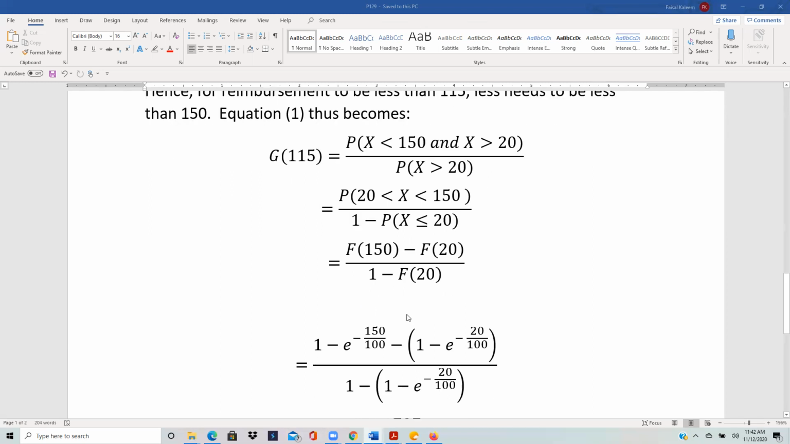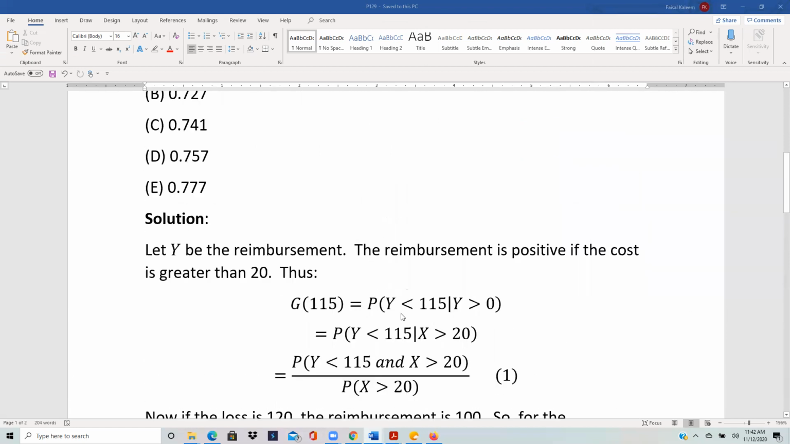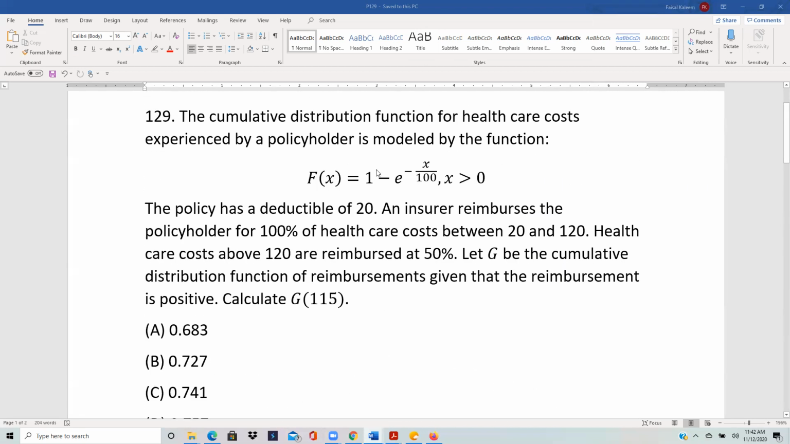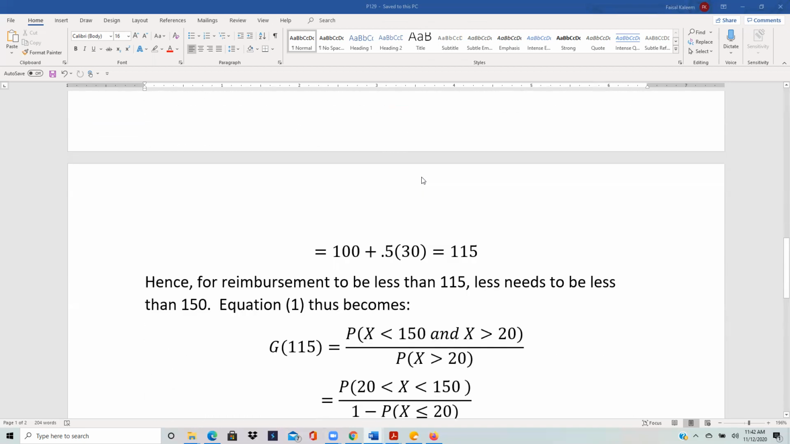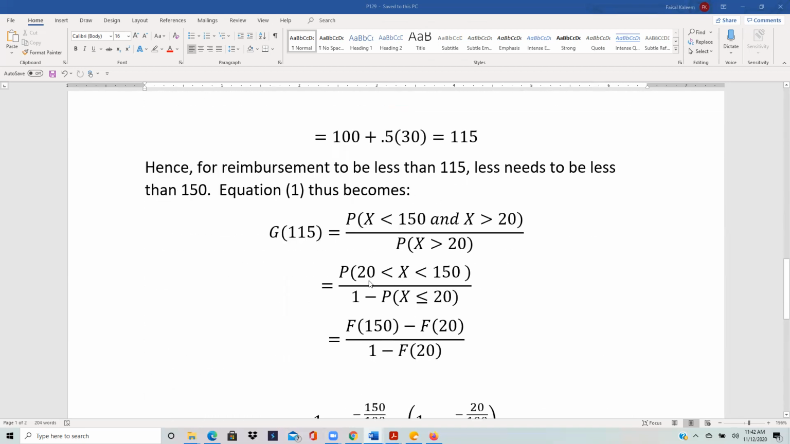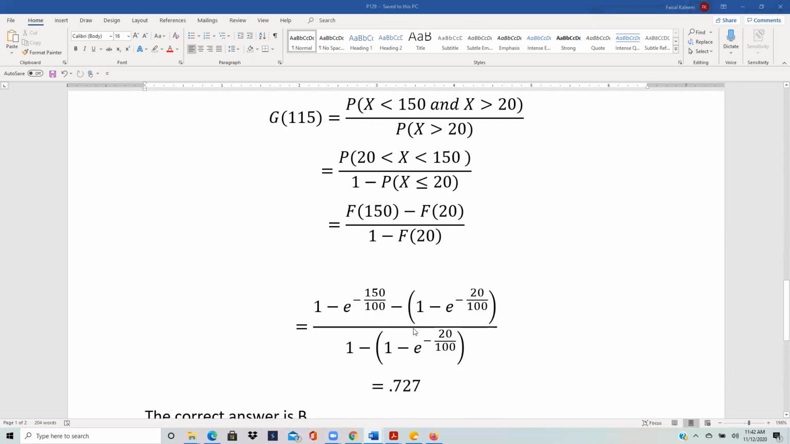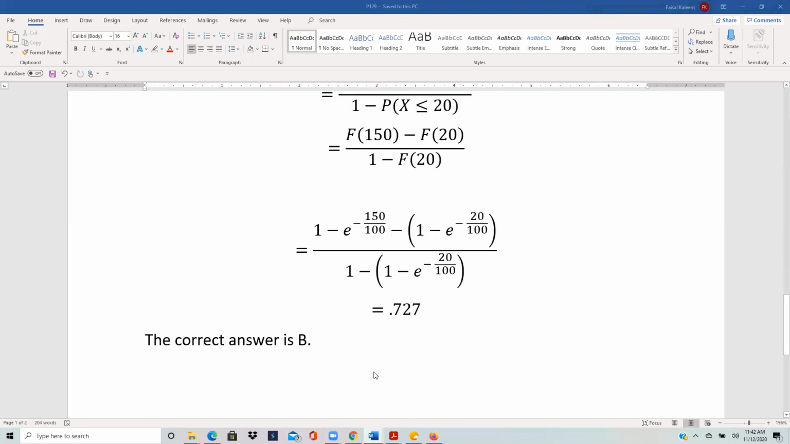And then you substitute the values. The CDF is given as F of x equals 1 minus e to the negative x over 100. So you substitute these values, the 20 and the 150, and we end up with 0.727. That is choice B.